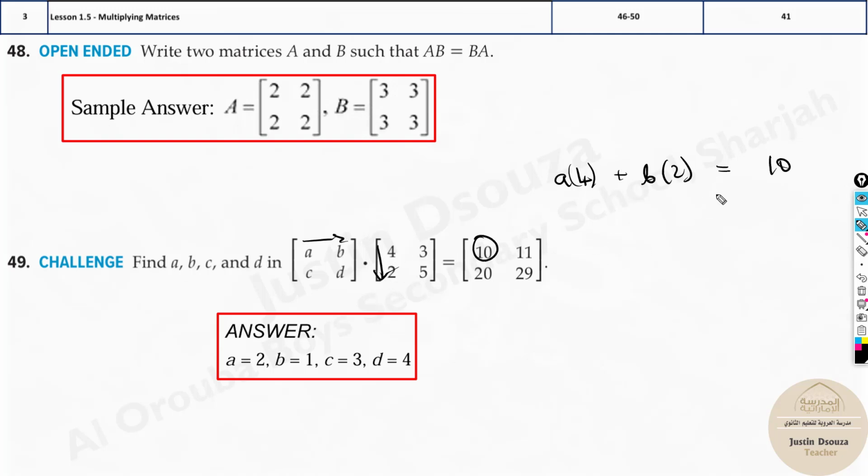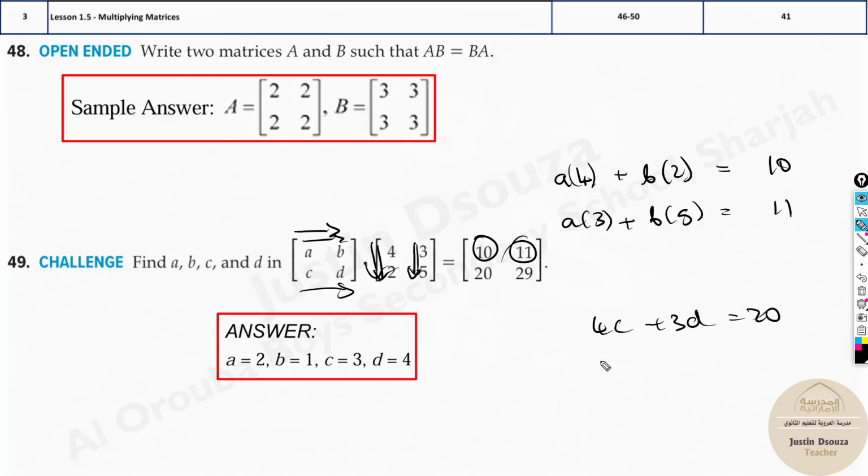Now here we can't just solve here. There are two variables. So again, let's multiply this with the next row, and what's the answer? It's 11, right? So now we will have A times 3 plus B times 5 is equal to 11. Now we have simultaneous equations. And I'll write this also over here. I'll write the constants first. 4c plus 3d is equal to 20. And we have 2c plus 5d is equal to 29.